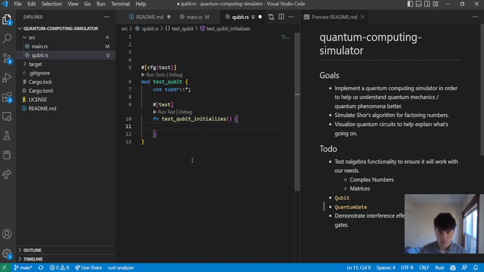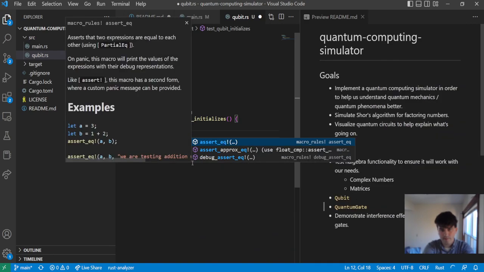Okay, so what is a qubit? A qubit is a superposition of a 0 and a 1, and it can be modeled as a vector of two complex numbers. And I think that's how I want it to look.